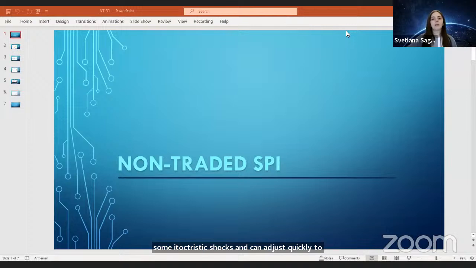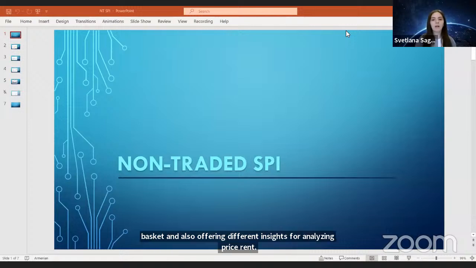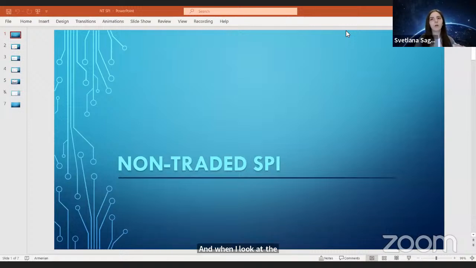Also, we know that central banks typically employ various measures of core prices, each targeting specific aspects of the consumer basket and offering different insights for analyzing price trends. When I look at Israel's data, they have the headline CPI and also different types of core inflation measures. For example, they exclude only energy, exclude both energy and food, and also exclude energy, food, some fruits, vegetables, and so on. So they offer different types of core CPI measures.